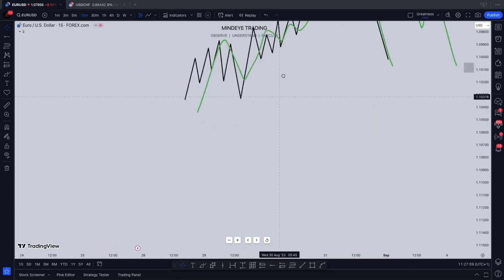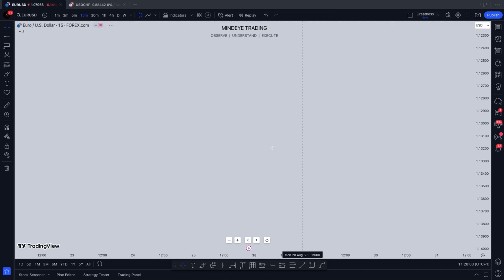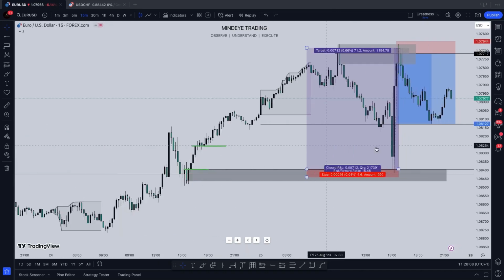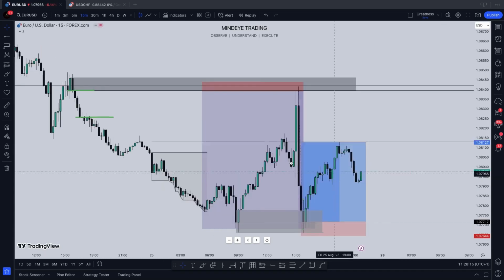Let's quickly see an example and round up this teaching. Quick example from the chart. I will use the recent price action, which was the last buy that happened on Euro USD before the market closed on Friday.